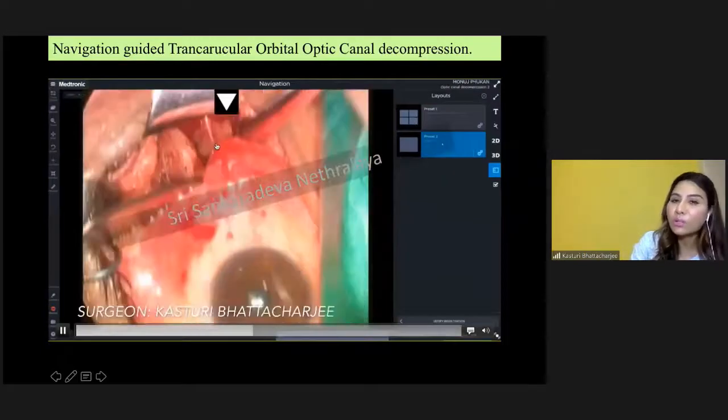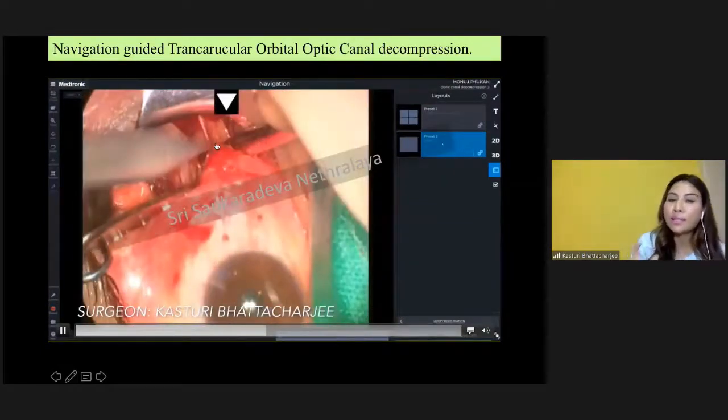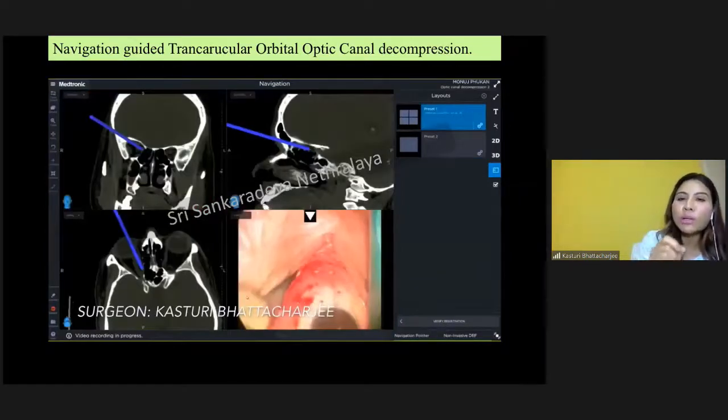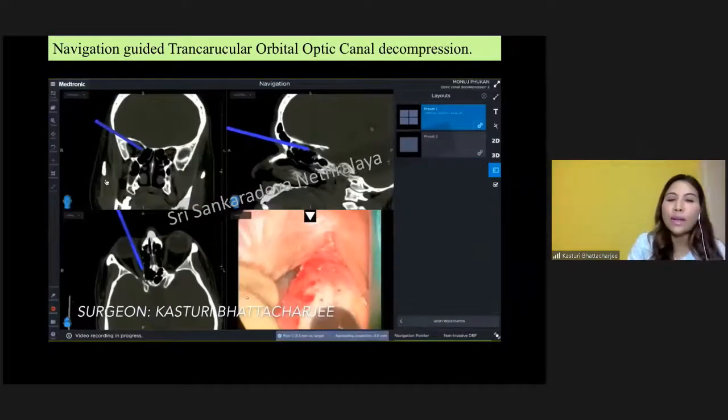Here we do not cauterize. Why do we not cauterize? Because it is 6 millimeters. I think you remember my anatomy, the 24:12:6. So 6 millimeters beyond lies the optic canal.